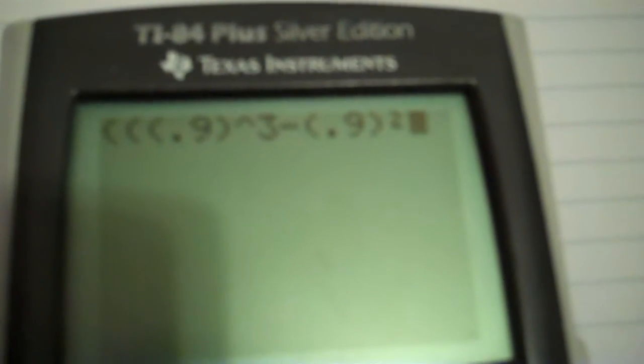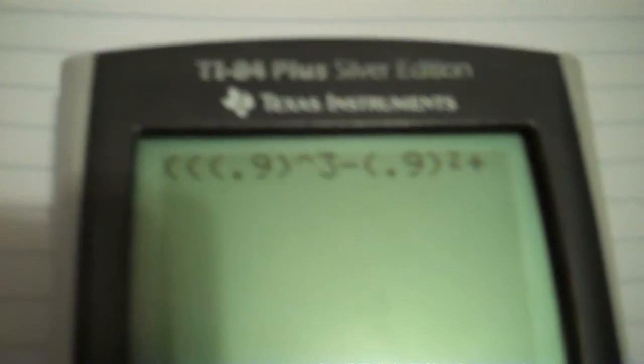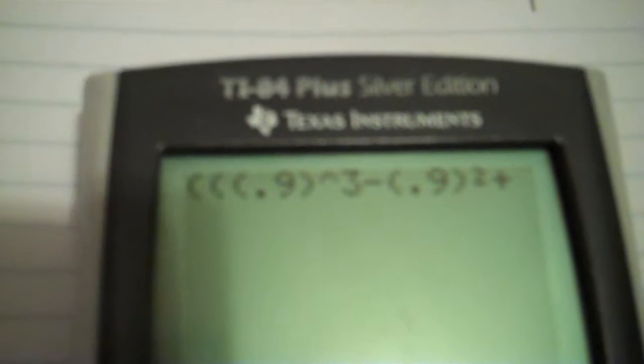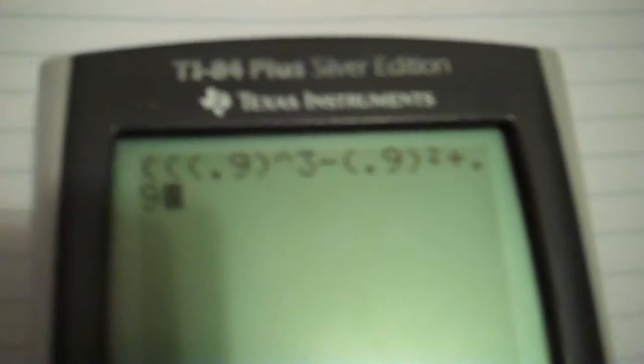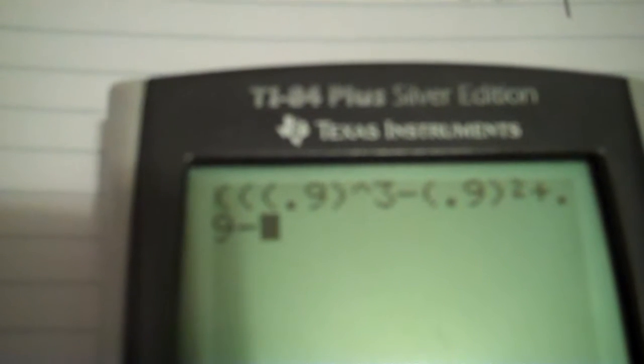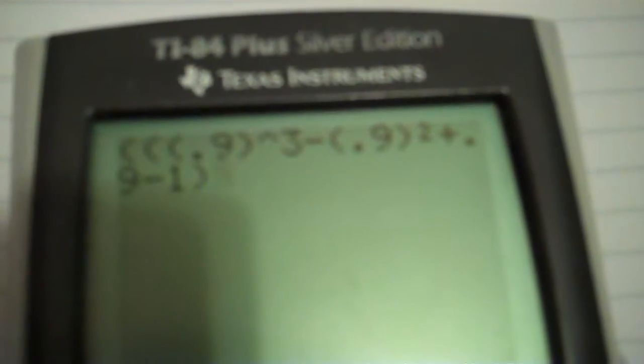So that's what we got so far, and then add 0.9. You don't really need the brackets for that. And then minus 1. So put that over again in brackets. I might have put an extra bracket, but that's okay. Divide. I already did that.